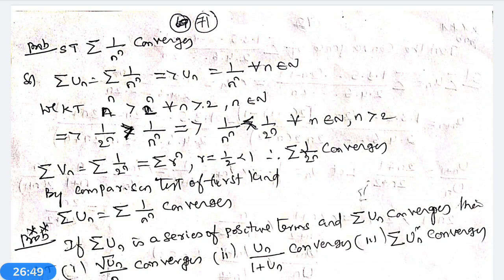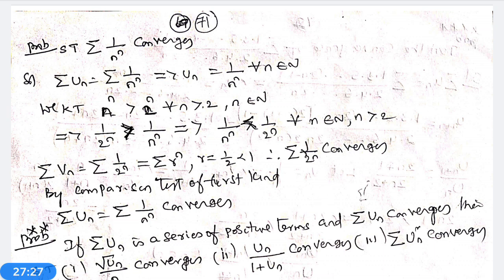Few more problems are to be solved. Show that sigma 1 by small n power small n converges. Solution. Sigma un is equal to sigma 1 by small n power n, which implies un is equal to 1 by n power n for all n belongs to capital N.